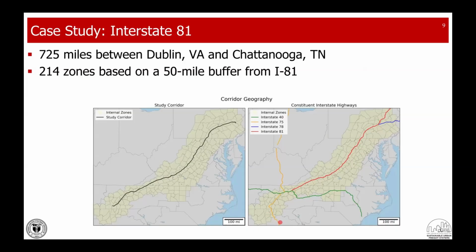and Atlanta is roughly around here. So we have other large freight generators within reach of our zoning system. And we chose these 214 within a 50-mile buffer from I-81 just to be safe and capture interesting effects.